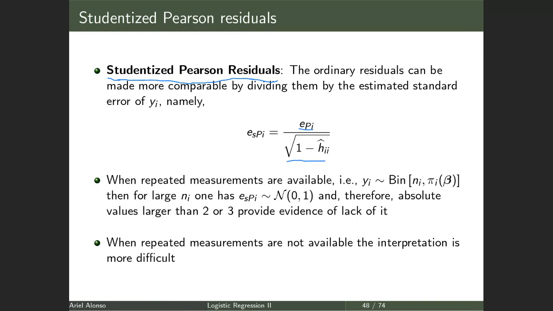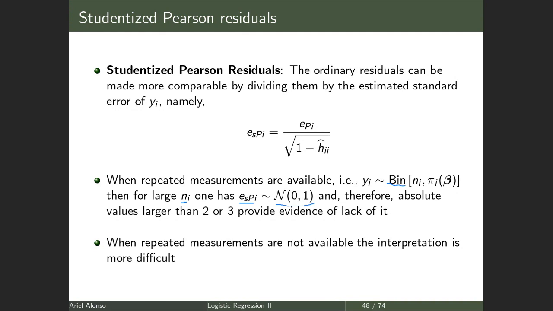I need to make a little note. If you have repeated measurements, like when you use a binomial distribution, not a Bernoulli, like when you have all the covariates categorical, or you have a continuous variable but the number of doses is fixed, like in the animal experiment, then if the sample sizes are large, you can show that the studentized Pearson residuals follow approximately a standard normal distribution.